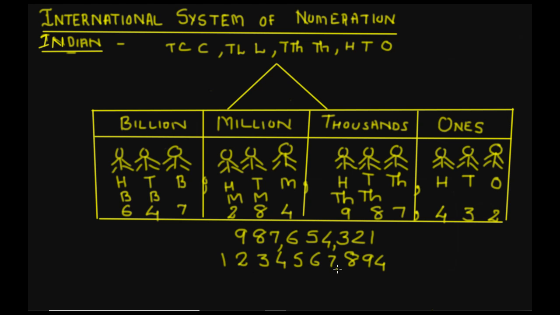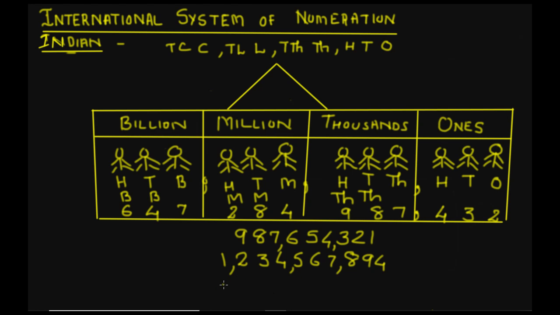So let's place our commas now. 1, 2, 3, 1, 2, 3, and a 1, 2, 3. This is ones, tens, hundreds, thousand, 10,000, 100,000, million, 10 million, 100 million, a billion. So 1,234,567,894. Wow, that was quite easy.